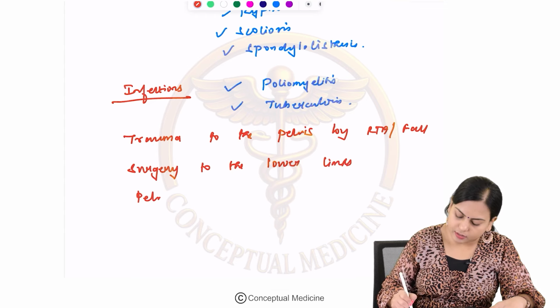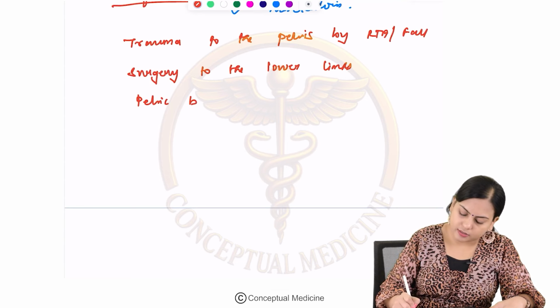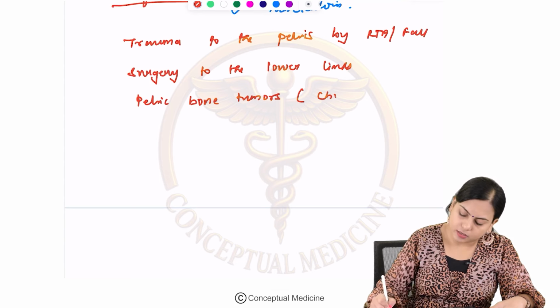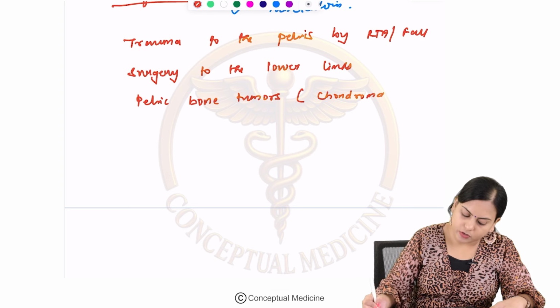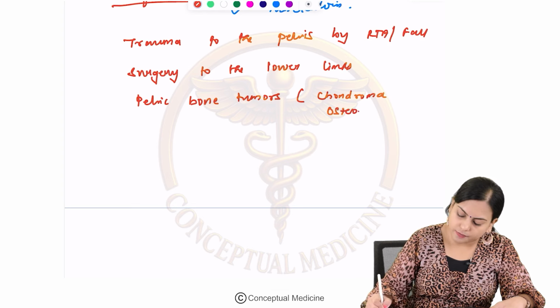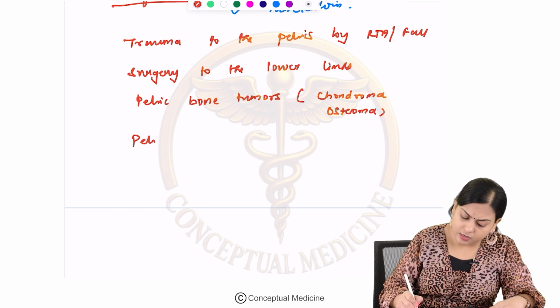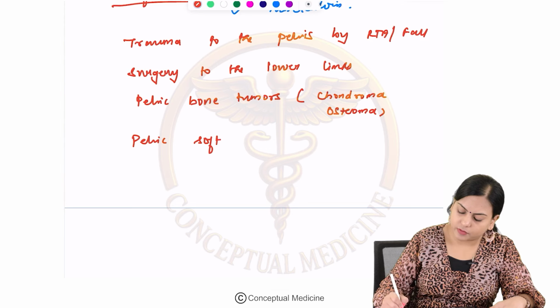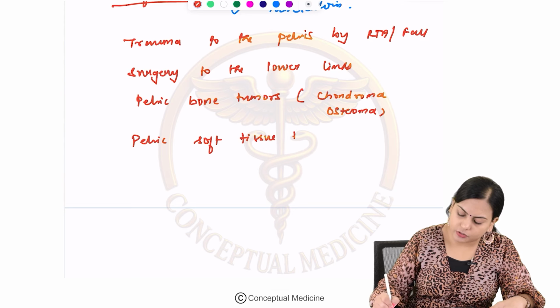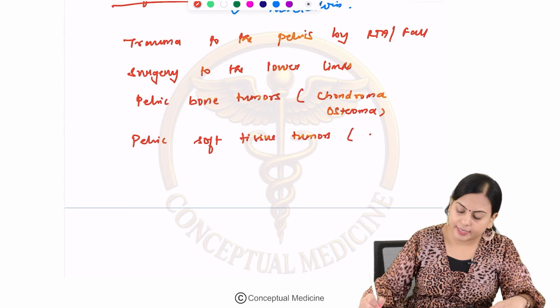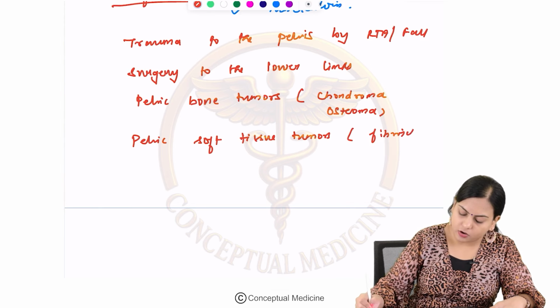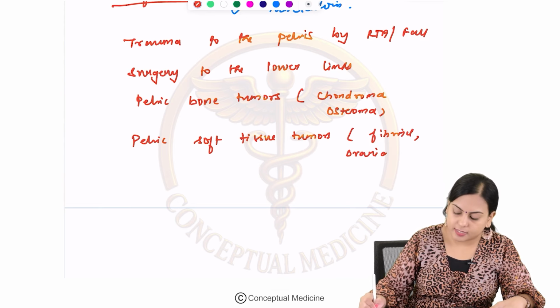Pelvic bone tumors can also be there, for example, chondroma or osteoma. Then pelvic soft tissue tumors. Okay, so soft tissue tumors, say there can be a fibroid or an ovarian cyst.